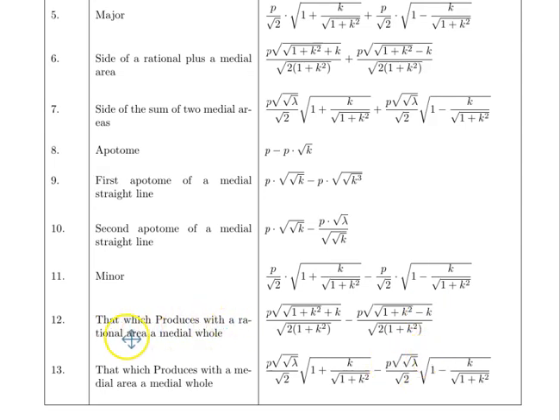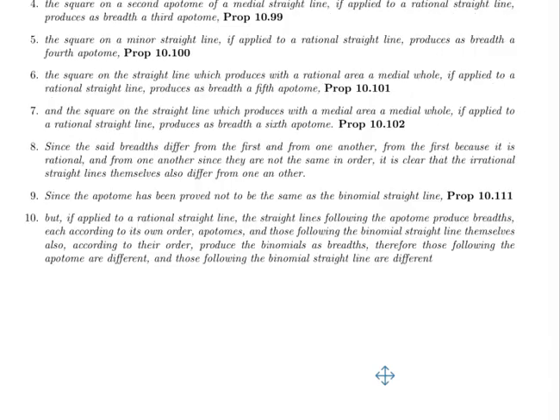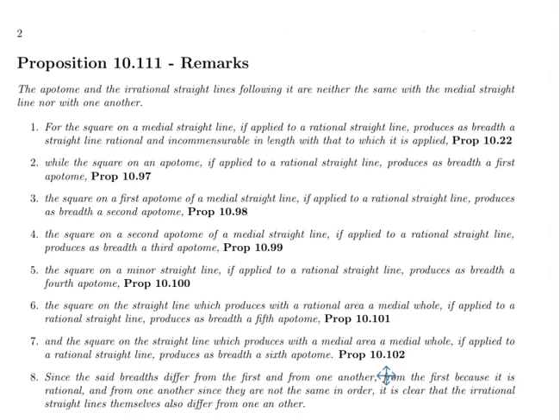So similarly, that which produces with a rational area a medial whole corresponds to side of a rational plus a medial area. Here it is plus. Here it is minus. Similarly, side of the sum of two medial areas, that which produces with a medial area a medial whole. This is minus. So that is the summarization of the various propositions that we looked at with respect to binomial lines, medial lines, apotomes. That was the remarks after proposition 10.111.